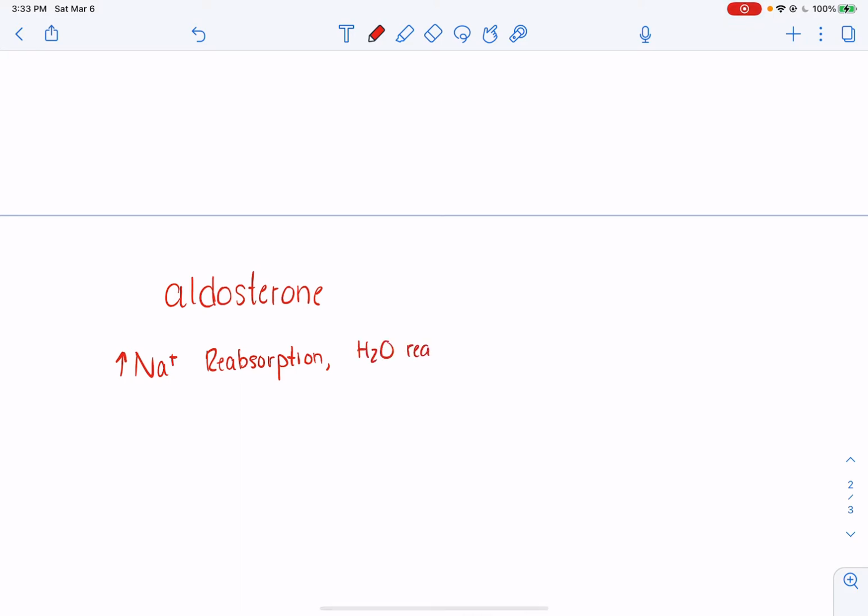But in this video, we're going to compare the effects of volume and osmolarity on the blood from the actions of aldosterone and antidiuretic hormone. We know that aldosterone works to increase sodium reabsorption from the filtrate, and as a result, water is going to follow, such that the total blood volume is increased.